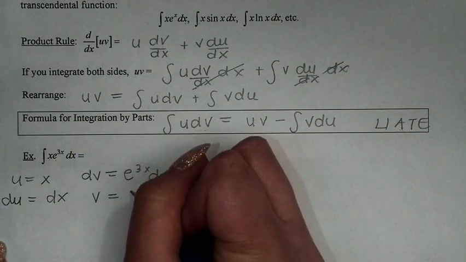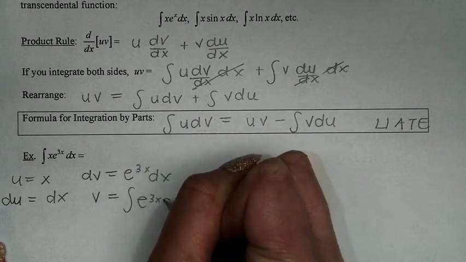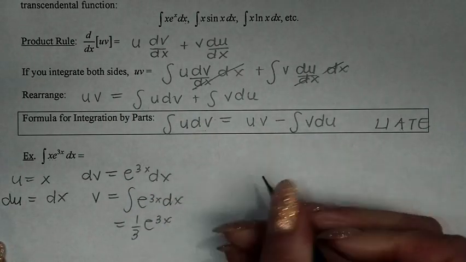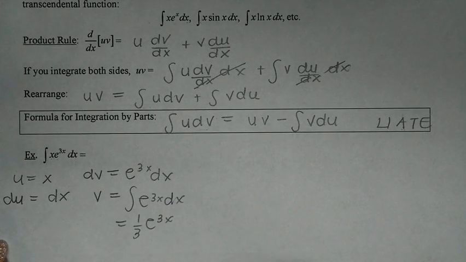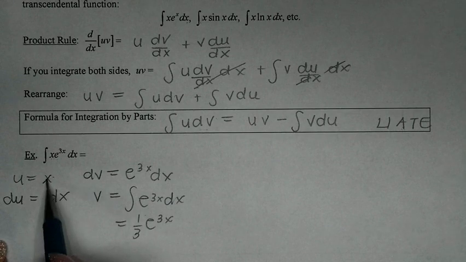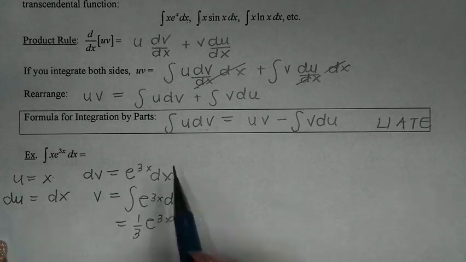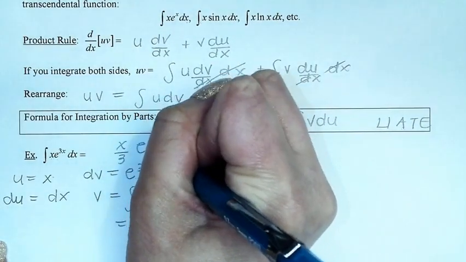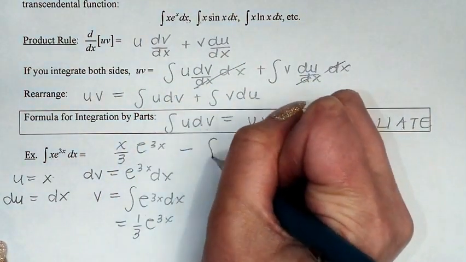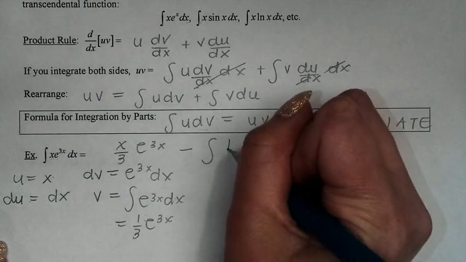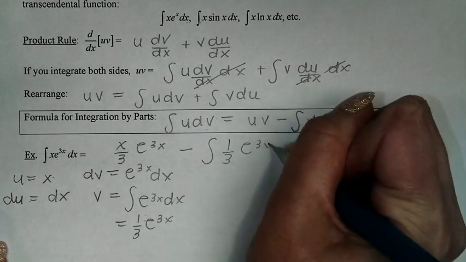The way to find v is the integral of e to the 3x dx, which we know is going to be 1/3 e to the 3x. Do you agree with that? So with that, we're going to apply the formula. The formula tells you u times v, so x times 1/3 of e to the 3x, minus the integral of v du, so you have 1/3 e to the 3x dx.